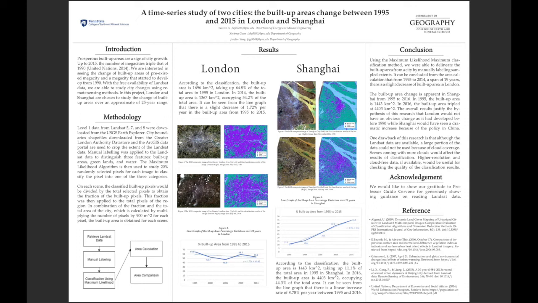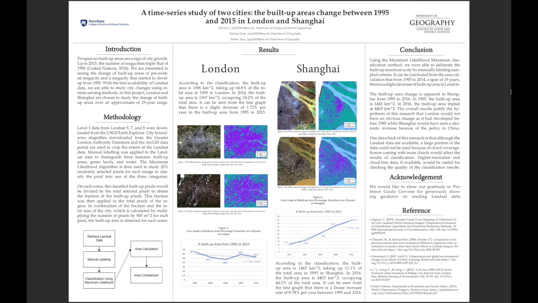A line graph showing the percentage of urban built-up area in the time series is shown here. It can be seen that over the time span of 19 years, built-up area has been decreasing at a rate of 1.72% per year. Now let's see what's happening in Shanghai from 1995 to 2016.